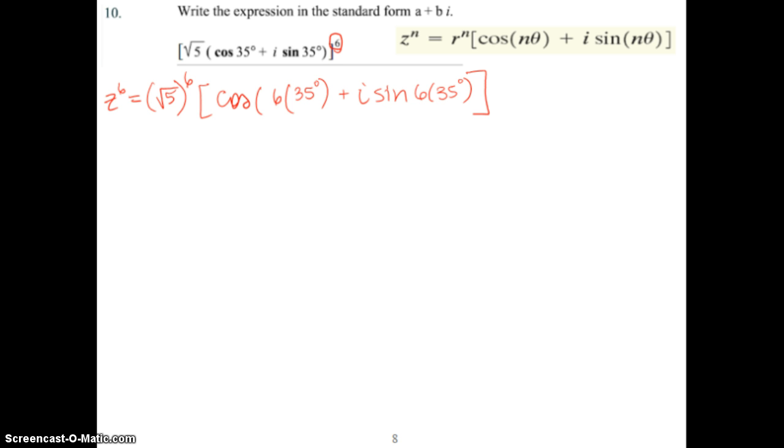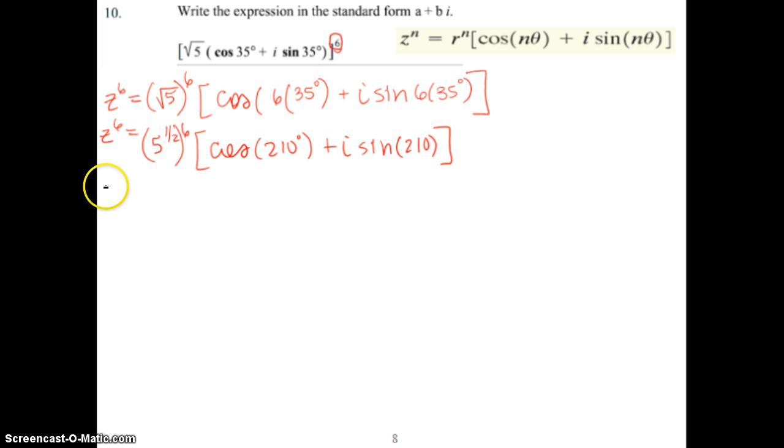Okay, so now we have to simplify, and in simplifying we get z to the 6 equals root 5 to the 6 is the same thing as saying 5 to the 1/2 to the 6th power. And we've got cosine of 6 times 35 is 210, plus i sine 210. Okay, so now step 3, z to the 6th equals 5 to the 1/2 to the 6th. Remember, when you have a power to a power, you multiply the two powers together. So 1/2 times 6 gives us 3, so this is going to be 5 cubed.